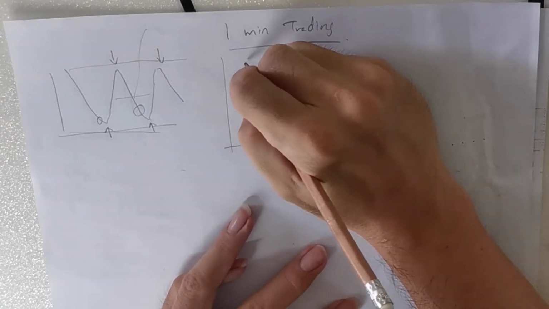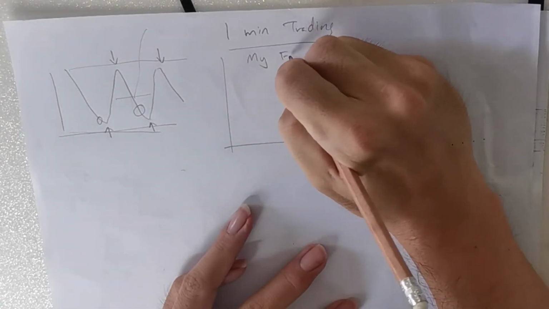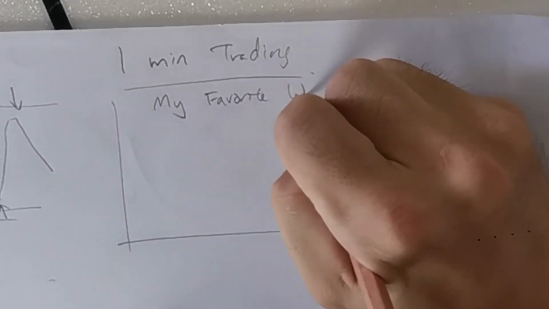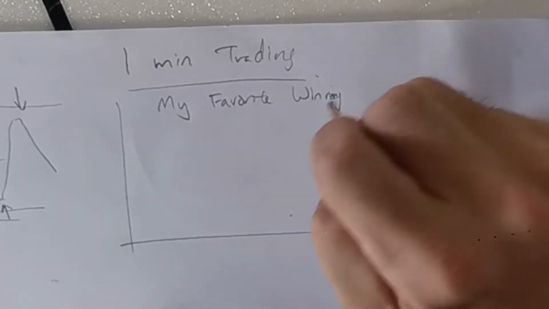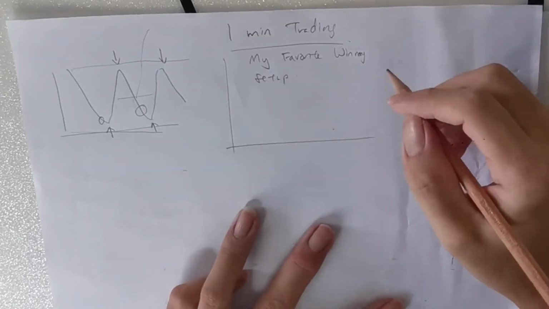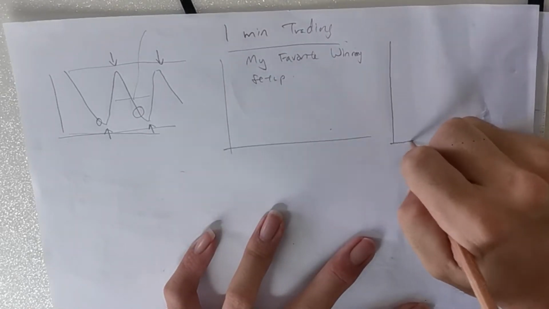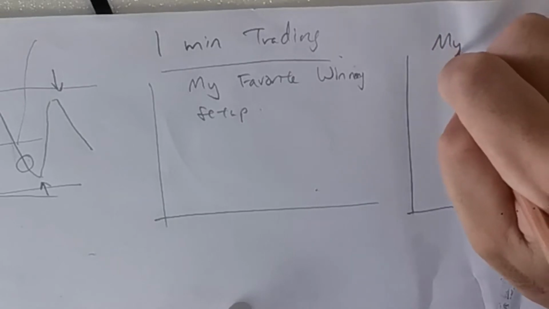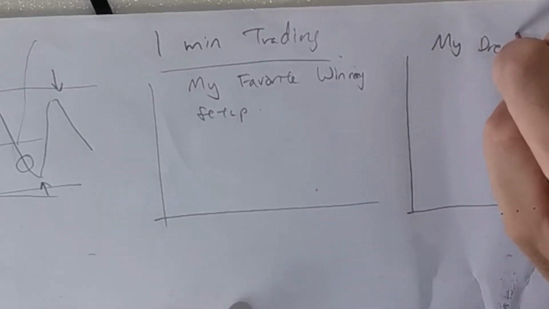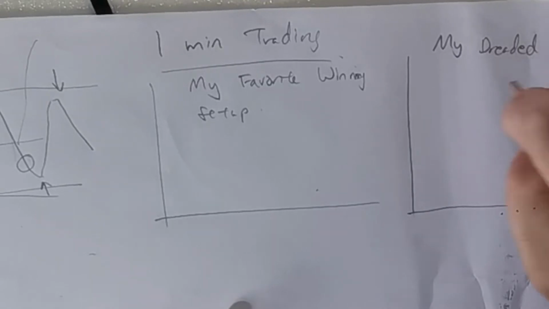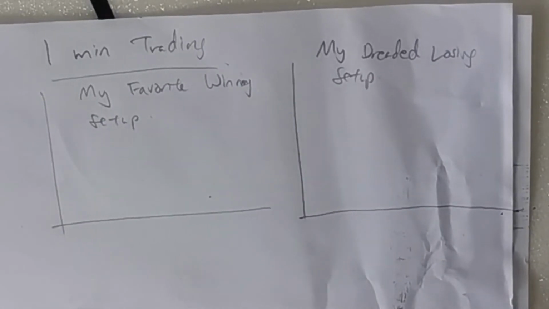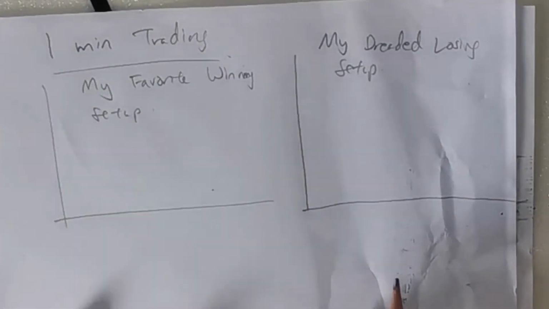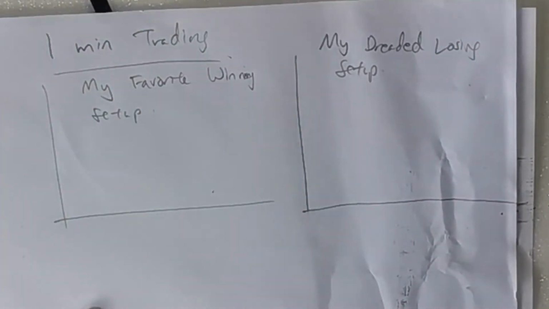Have an idea. Maybe it could be my favorite winning setup. I know I suck at writing. At the same time, also feel welcome to draw another one. My dreaded losing setup. And some of you may remember more vividly a losing setup than a winning one, and that's perfectly fine. Whichever one is more vivid to you, you can start with that one first.